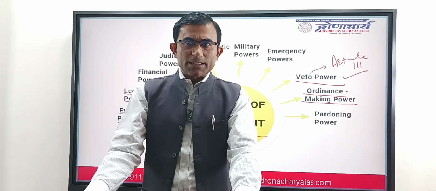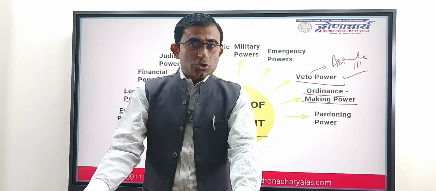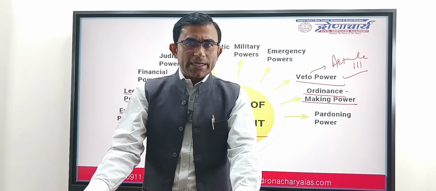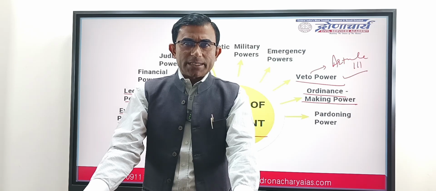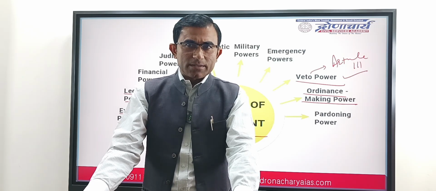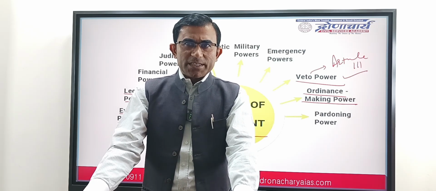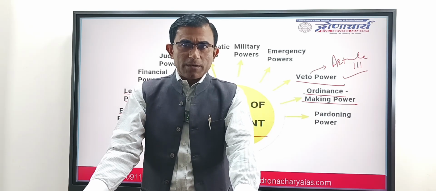The President does not enjoy veto power in case of constitutional amendment bills, so he must give his assent to the bill. The 24th Constitutional Amendment Act of 1971 made it obligatory for the President to give his assent to the Constitutional Amendment Bill.